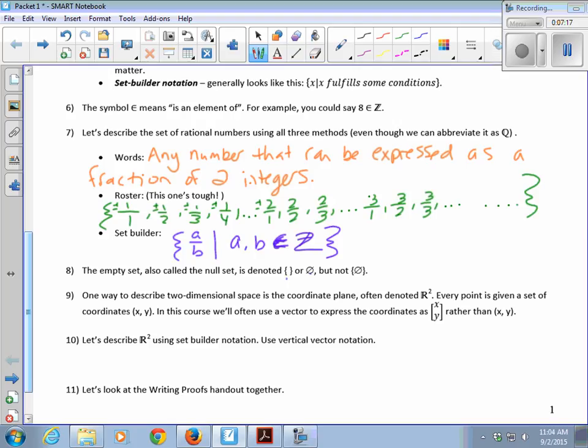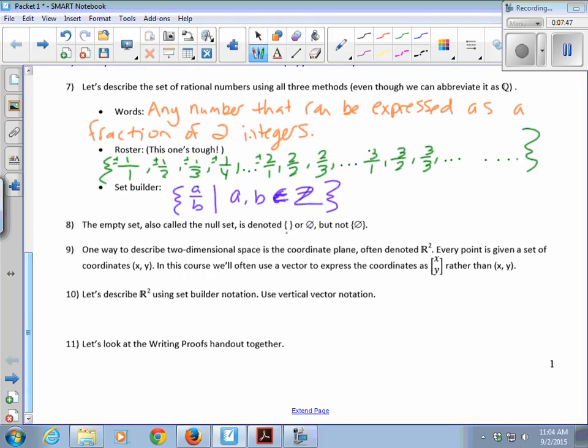All right, so one way to describe two-dimensional space is the coordinate plane, right? We were all very familiar with the xy plane. It's often denoted as R2 because it's two real number lines, the x and the y. Every point is given a set of coordinates, x comma y, but in this course, we're often going to use a vector to express the coordinates vertically, x, y, instead of horizontally, like we do in most classes.